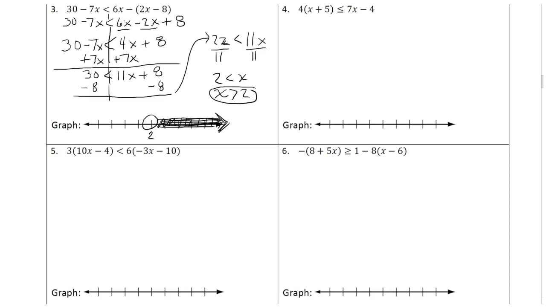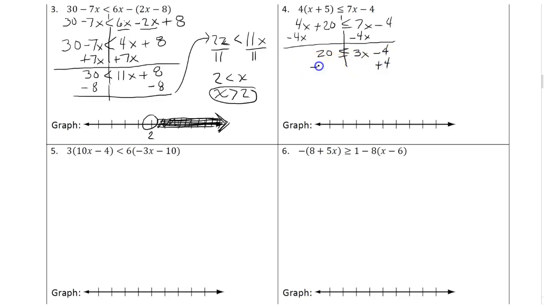Step 1 is to distribute, giving us 4x plus 20 is less than or equal to 7x minus 4. The next step is to move the variable term. Ideally, we would like the coefficient of x to be positive, so we won't have to divide by a negative later and reverse the inequality. So let's subtract 4x from both sides of the inequality. This gives us 20 is less than or equal to positive 3x minus 4.